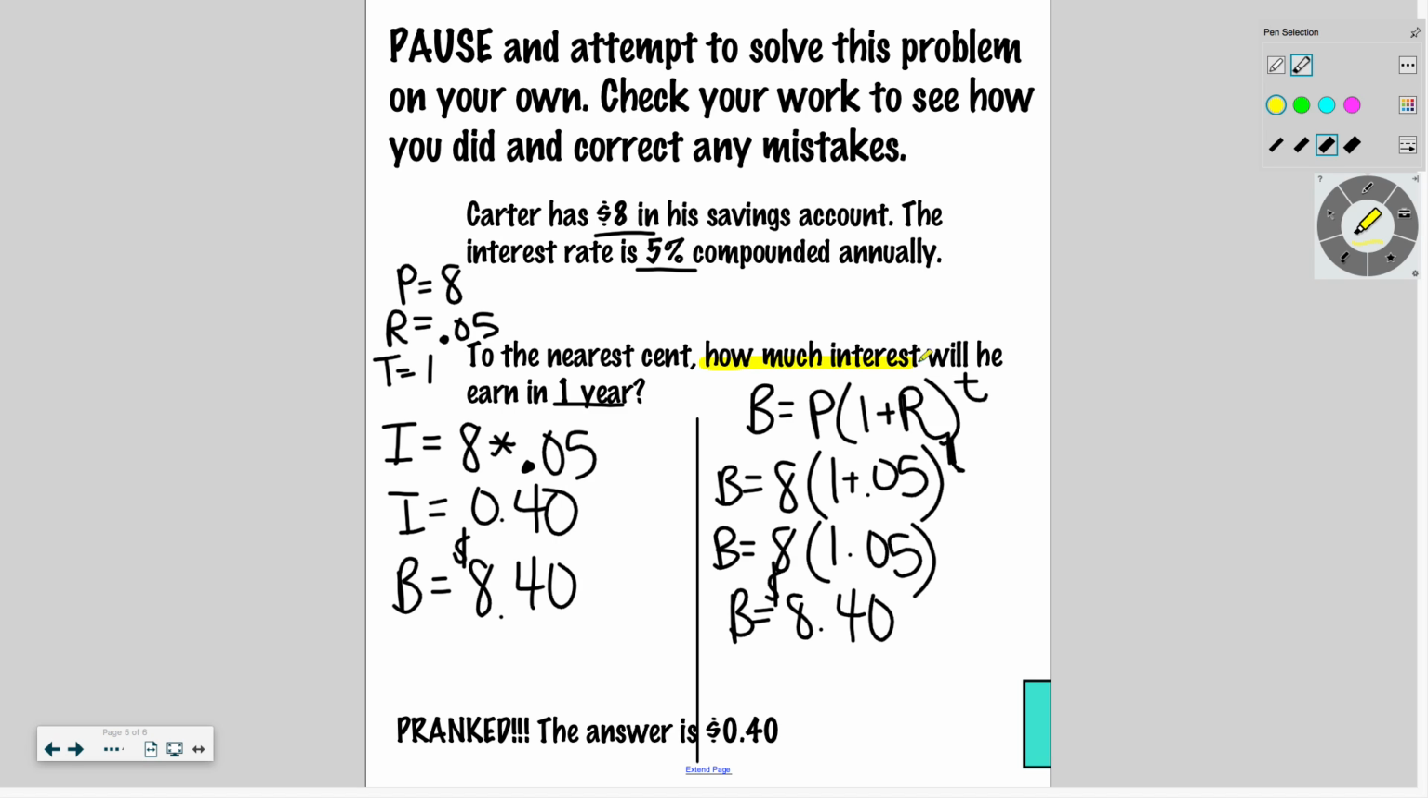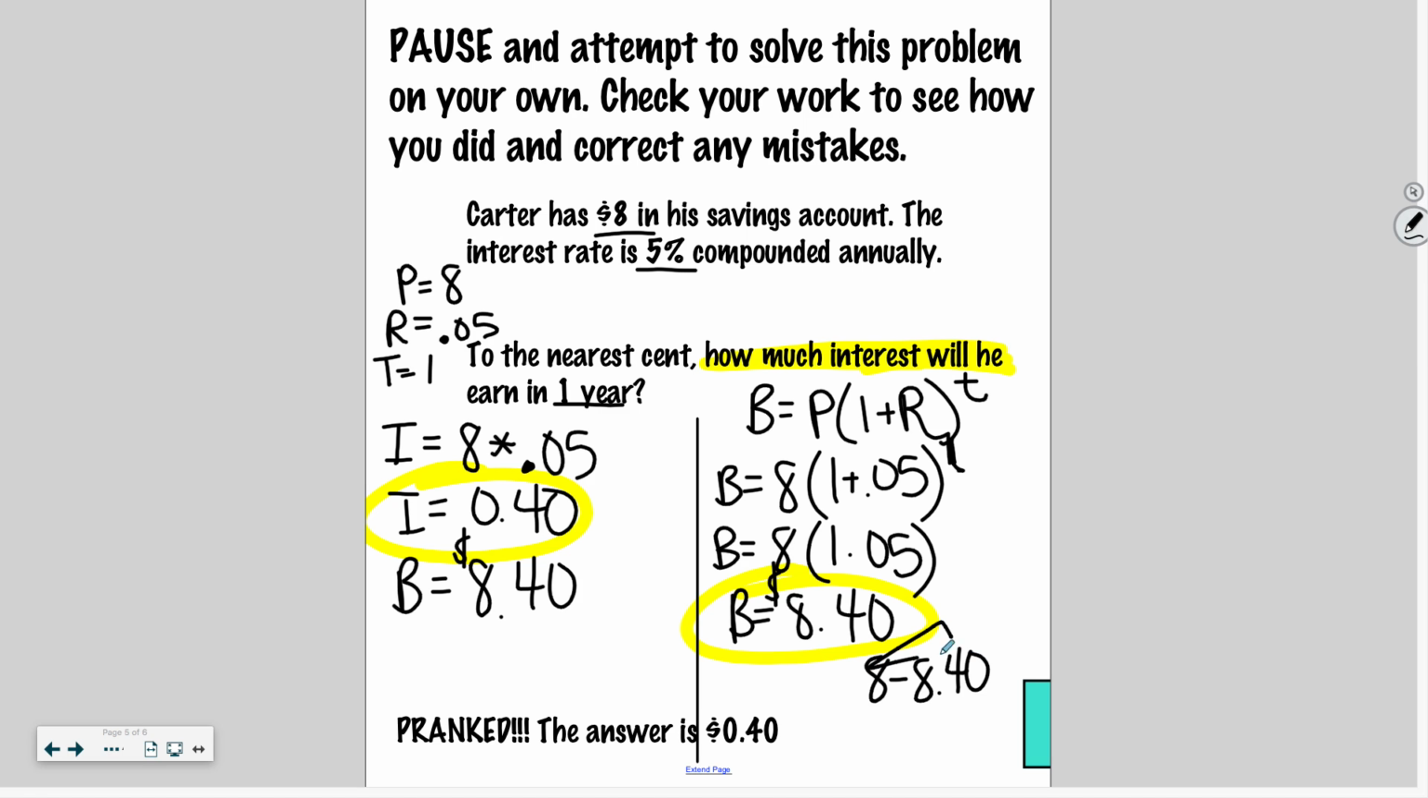But it wants to know how much interest will he earn. So this equation gave that to us. I equals 40 cents. Over here it gave us our balance. So it gave us how much he had in the account. So you need to make sure that you are going back and going, okay, if he started with 8, now he has 8.40, and I just did that backwards. So he has 8.40 right now. He started with 8. That means he got an additional 40 cents. So really make sure you're differentiating between those problems, okay?